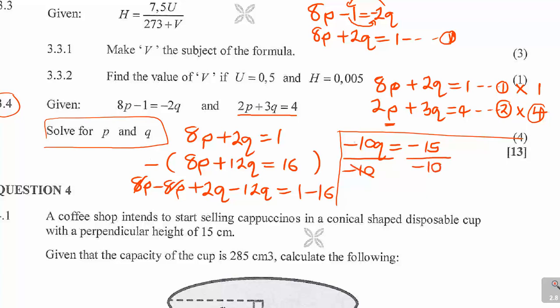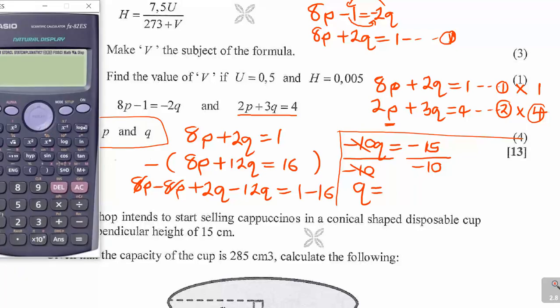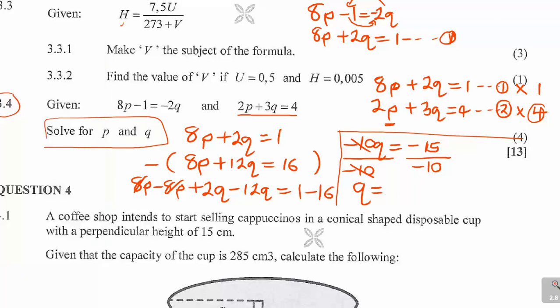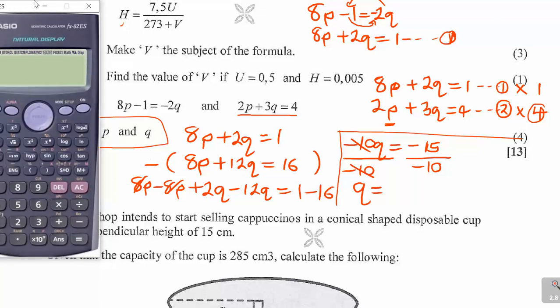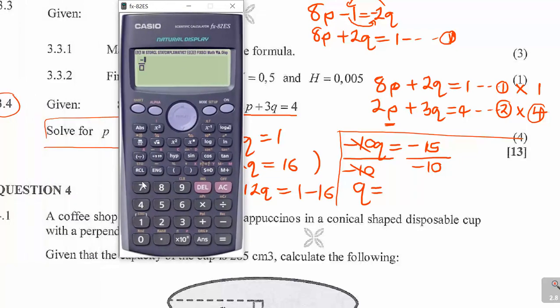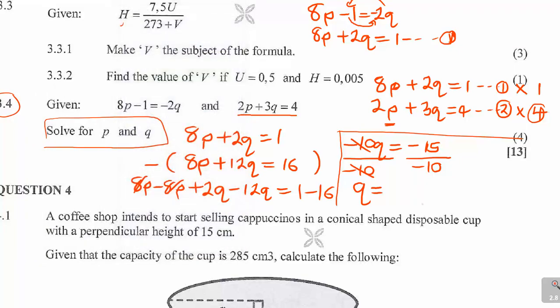So what I have here on q is equal to, when I've solved for that, it will then give me, just a moment, negative 15 over negative 10. It gives me 3 over 2. So that is my Q.